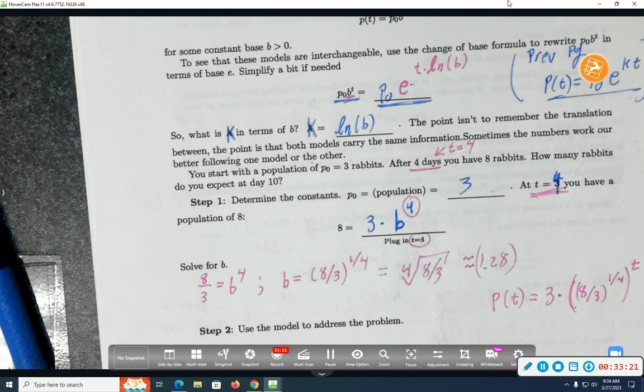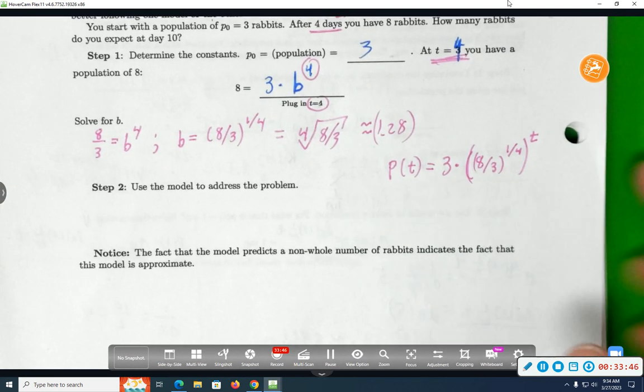And maybe I'll just ask this really quick. Did that b seem easier to solve for than k was on the previous page? Yeah. I mean, technically I don't think it really was, but you got to take a 4th root instead of taking a natural log, which maybe feels easier anyway. Anyway, so now that we have the model, let's use it to resolve the problem.